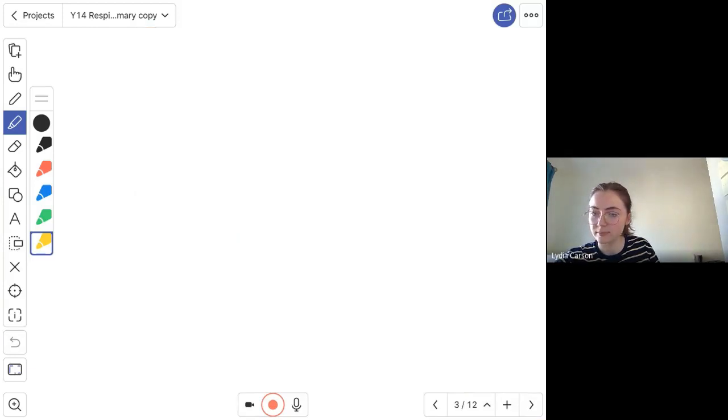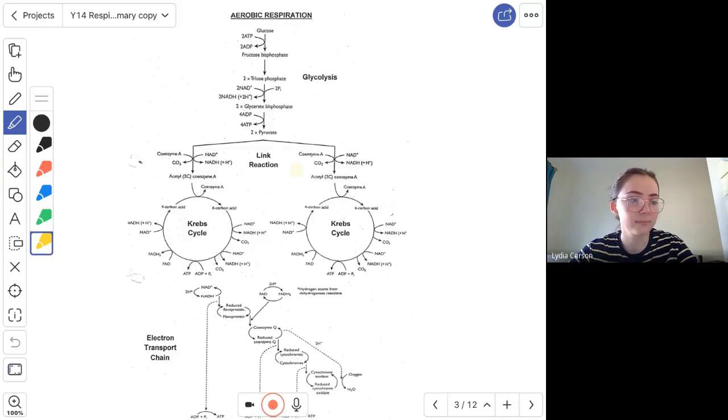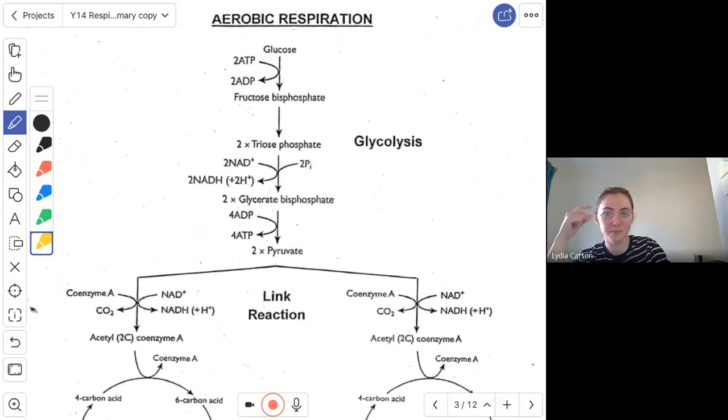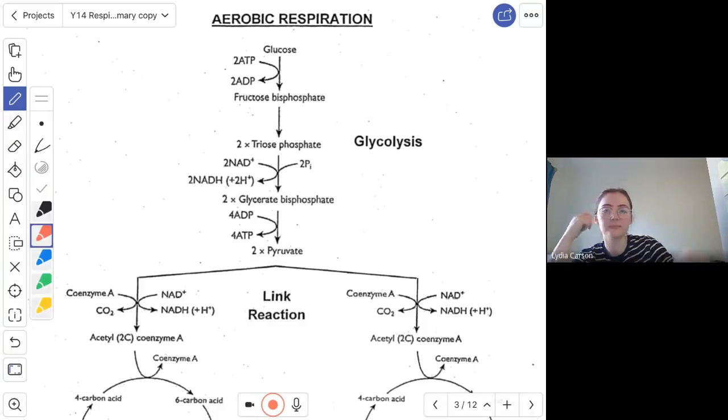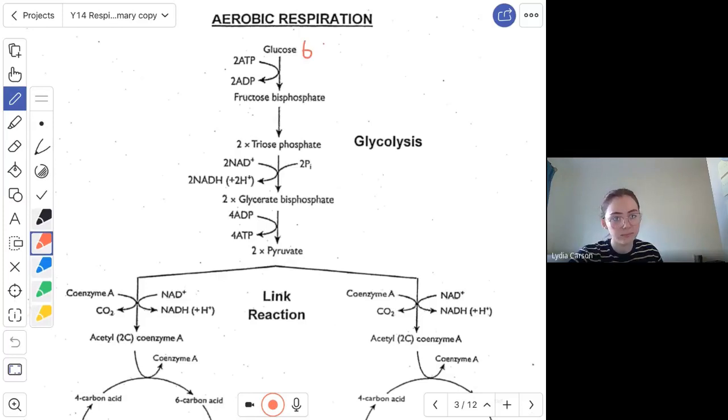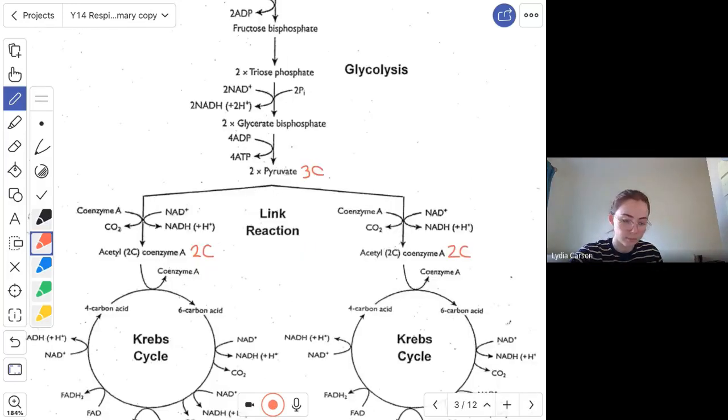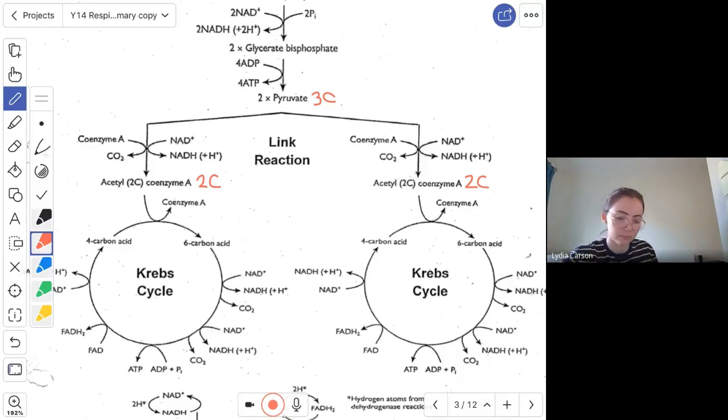Now, this diagram that I've given you has everything we've talked about. So, glycolysis. What I think would be good for you to do is to write 6 carbons, 3 carbons, 2 carbons, and then down here we've got 4 carbons, 6 carbons. Well, we haven't got 5, it doesn't really matter.